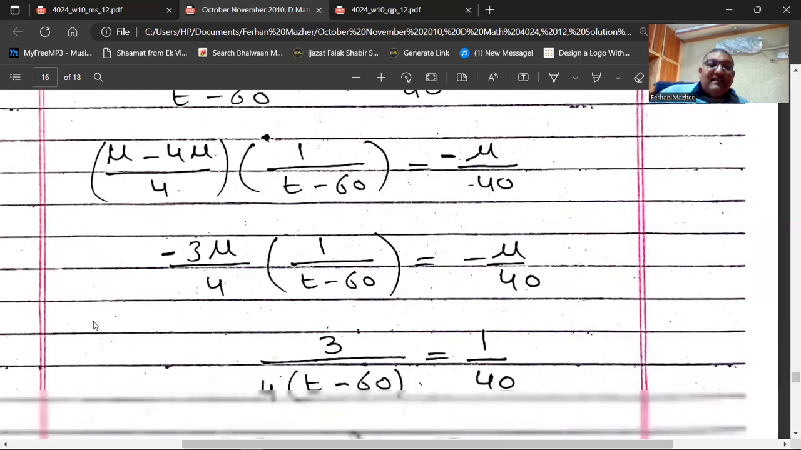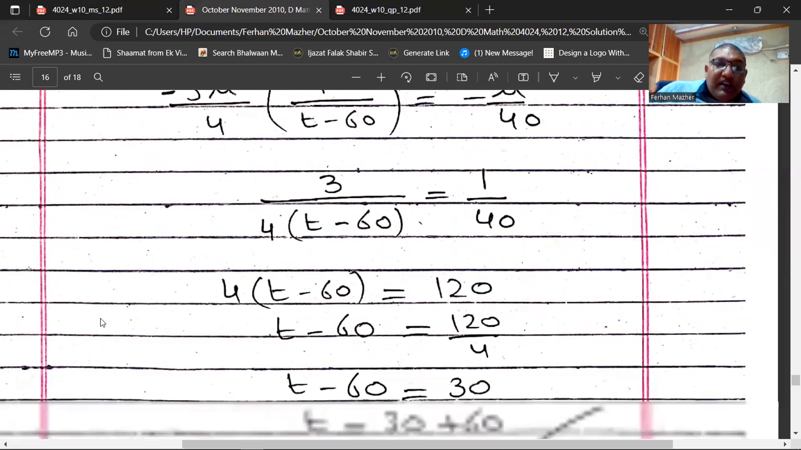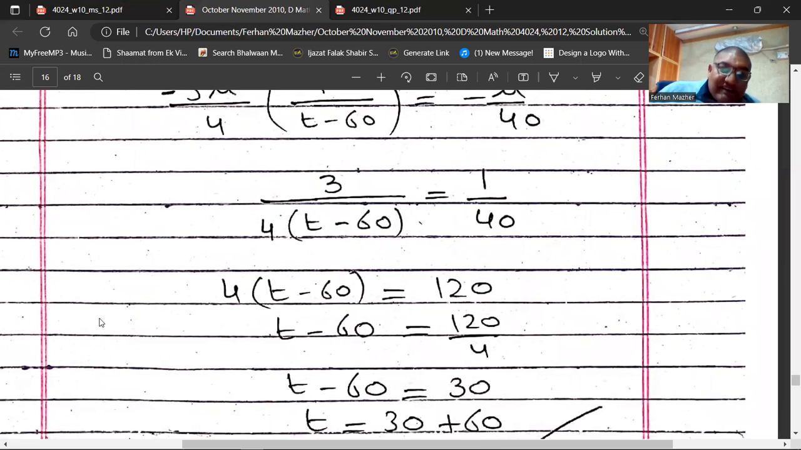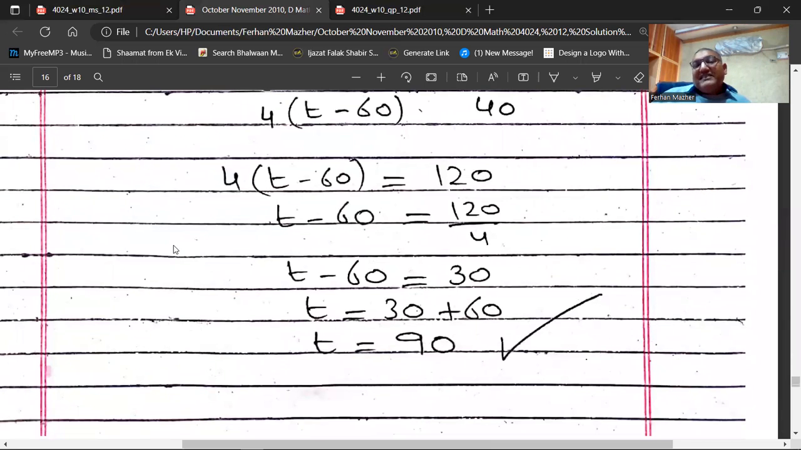Minus minus will be cancelled. u and u will be cancelled. So you are left with a 3, and downstairs you have 4 into (t minus 60), equals 1 by 40. So it will be 4(t minus 60) equals 120, from 3 and 40, 120. So t minus 60 will be equal to 120 divided by 4. So t minus 60 will be equal to 30. So t will be equal to 30 plus 60, and t will be 90.